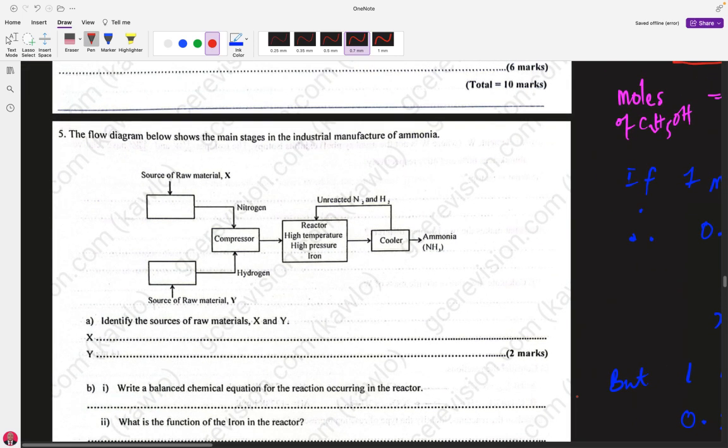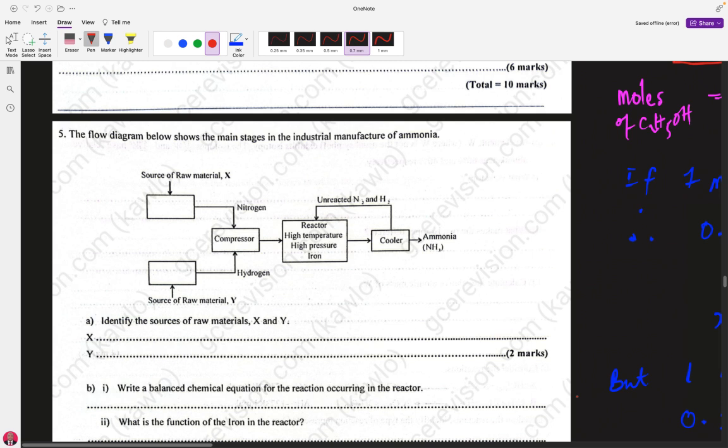Okay, let's go to question number 5. Question number 5 has to do with the industrial manufacture of ammonia. In question number 5, there are a lot of things we are going to put into application, using the flow chart.